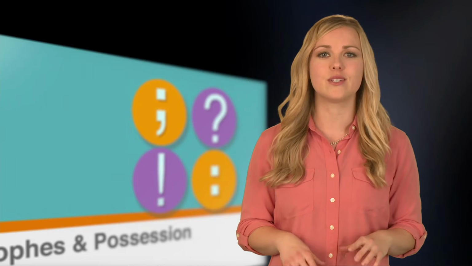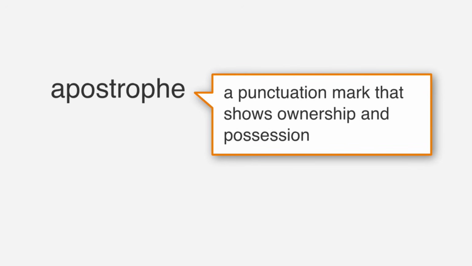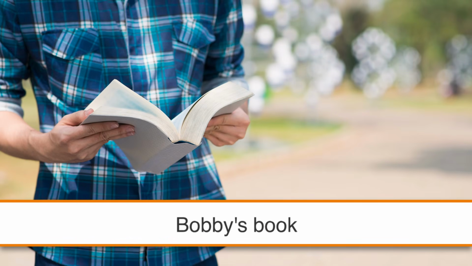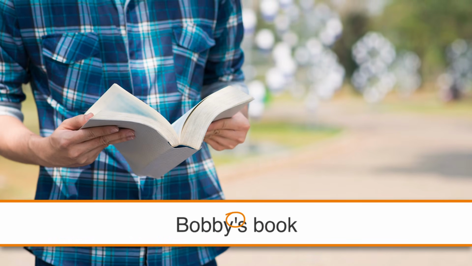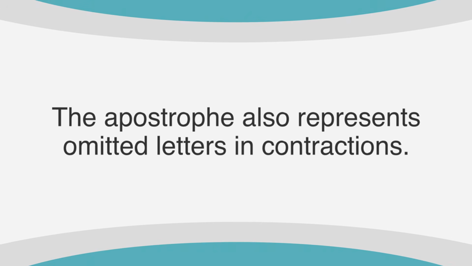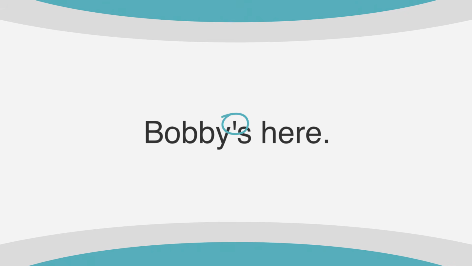In this lesson, we'll get better acquainted with the apostrophe and go through its correct usage, as well as what to look out for when it comes to apostrophe questions on the ACT. For a quick review, the apostrophe is a punctuation mark that shows ownership and possession. For example, if we mention Bobby's book, the apostrophe indicates possession. Apostrophes are also used to represent omitted letters and contractions. We can take the sentence, Bobby is here, and change it to the contraction, Bobby's here, by adding an apostrophe.